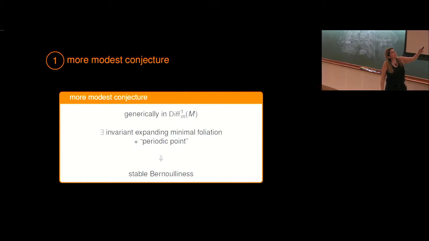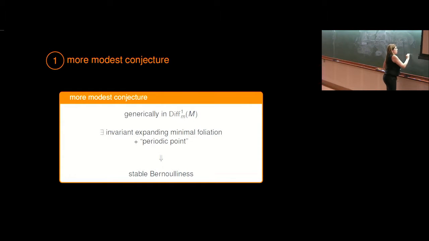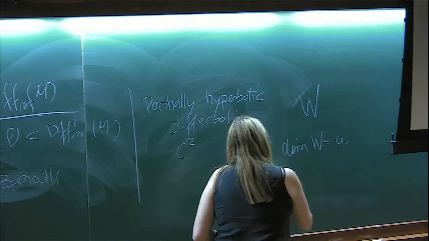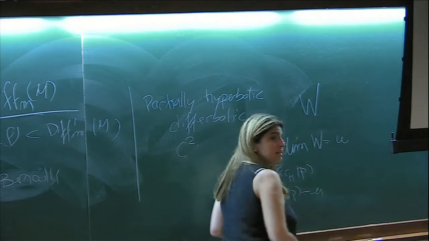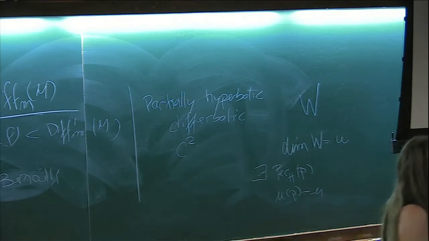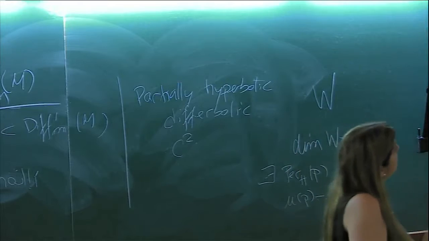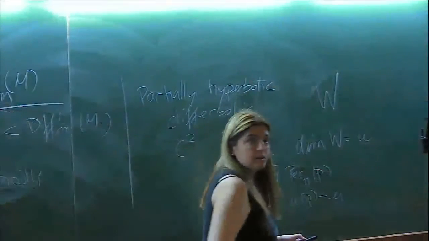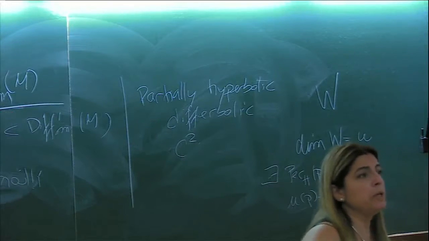The existence of this periodic point, I mean, you will have an expanding minimal foliation, say W, with dimension equal to U. And so you add the existence of a periodic point, hyperbolic, with unstable index equal to U. If you have that, then you should have stable Bernoulliness. This is what we conjecture, okay? The existence of an invariant expanding minimal foliation plus a periodic point with the same dimension as the minimal foliation should imply stable Bernoulliness, okay?